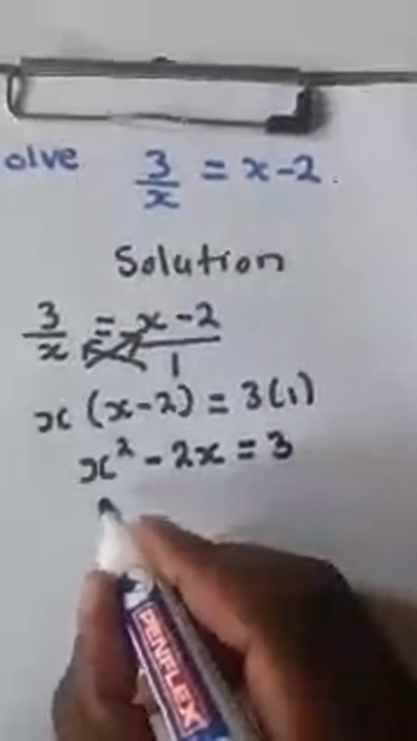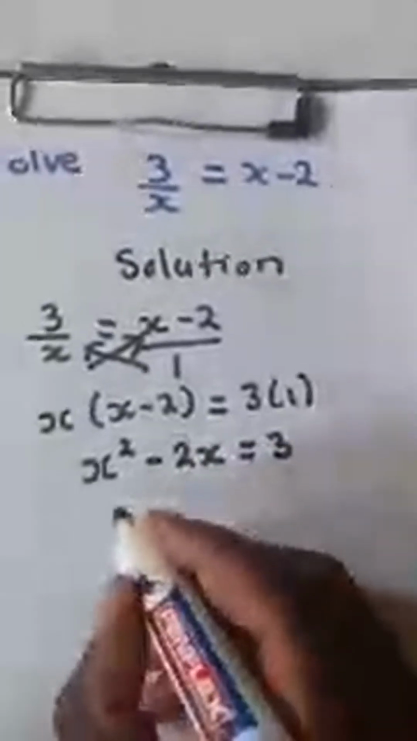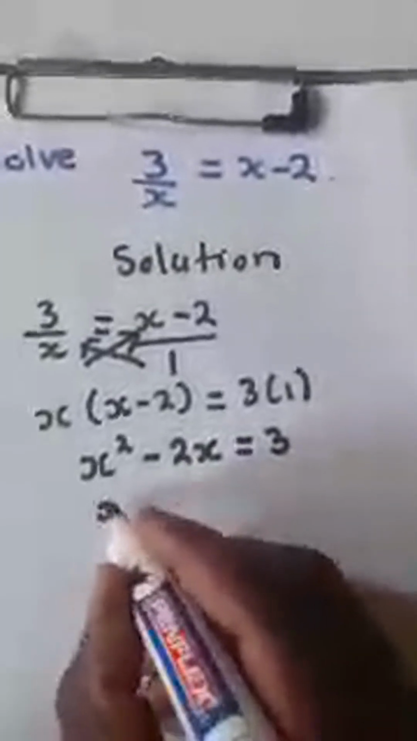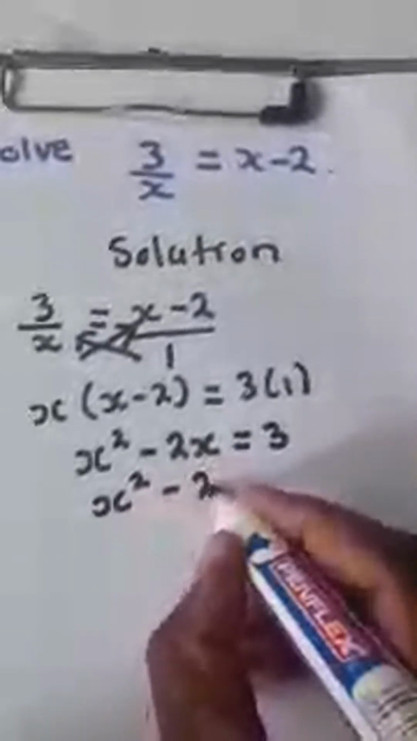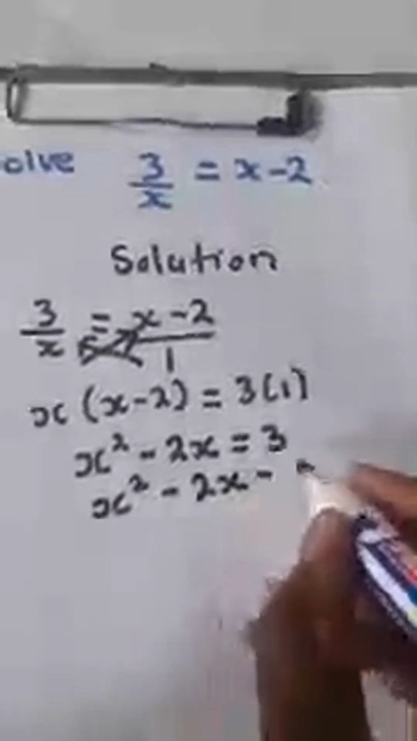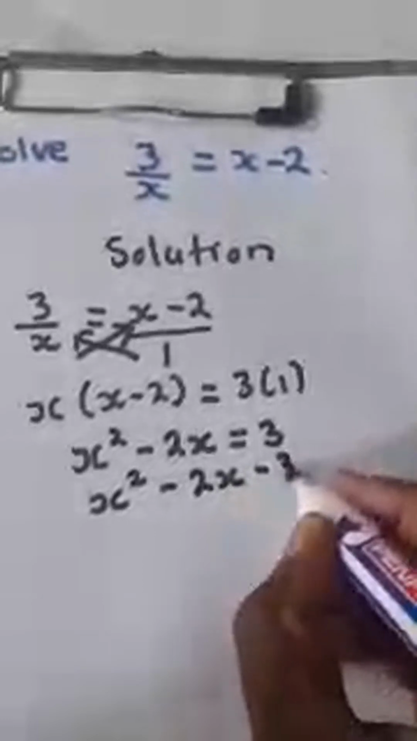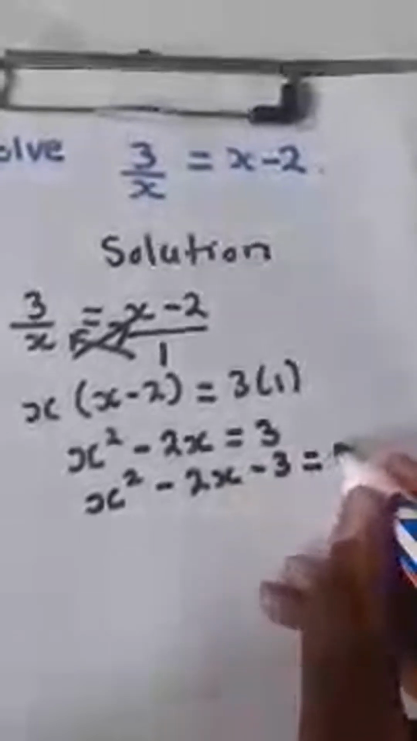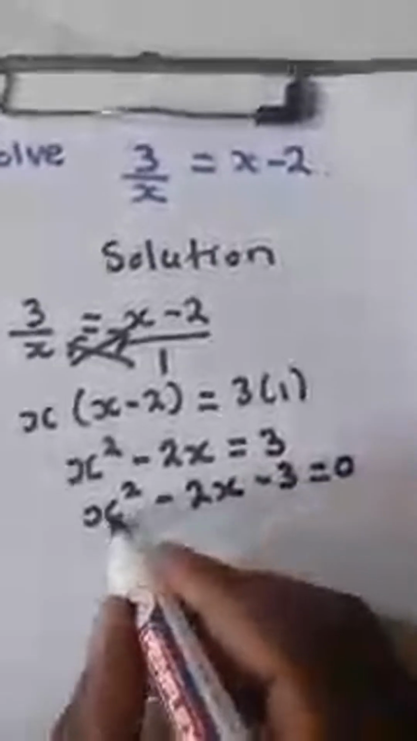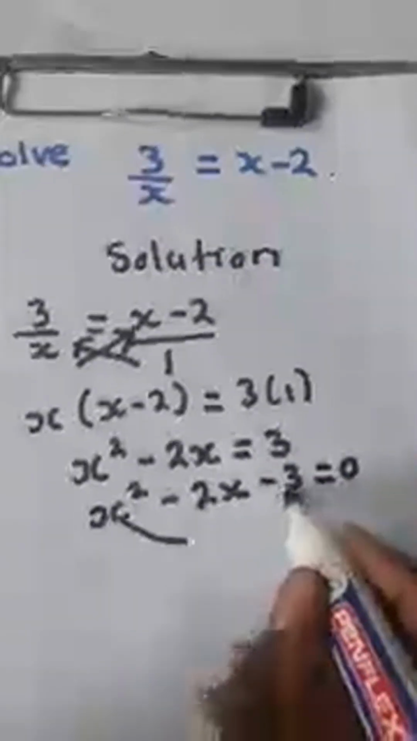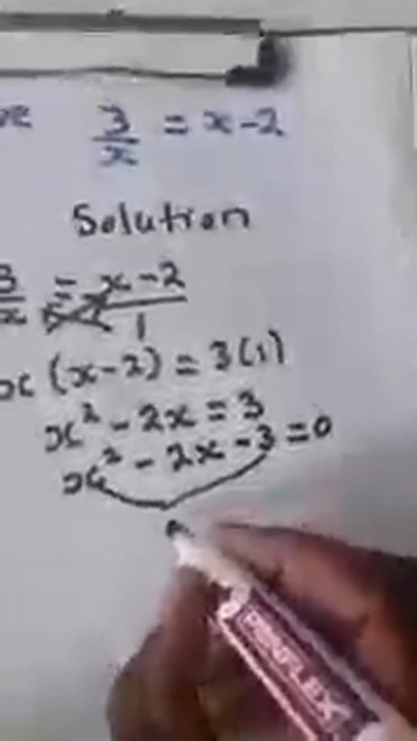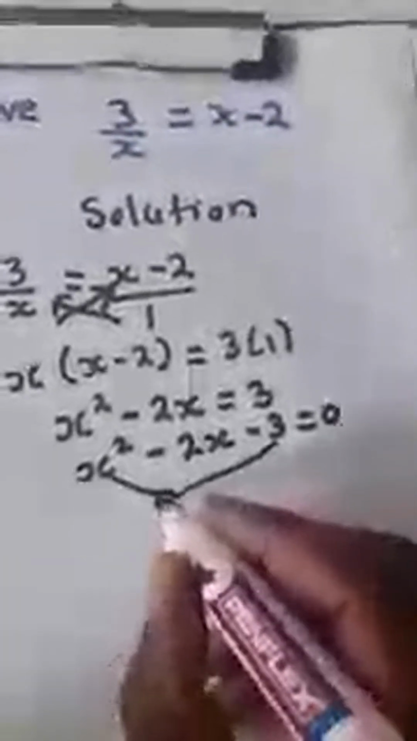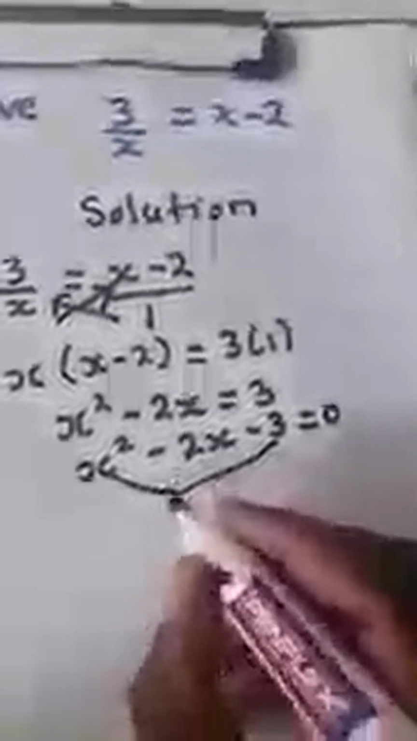Okay, so we want to solve this equation. What are we going to do? Let's bring 3 to this side. So it's now x squared minus 2x, then minus 3 is equal to 0. So we're going to take the first and the second one, and we multiply them together. So it's now an equation of product and sum.